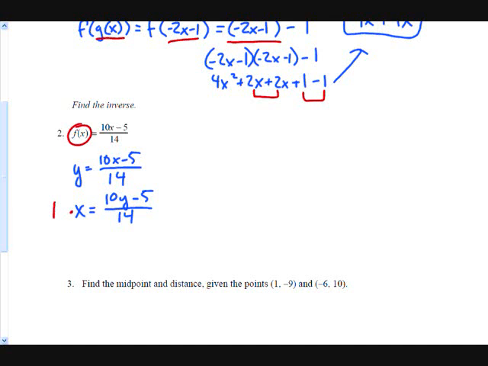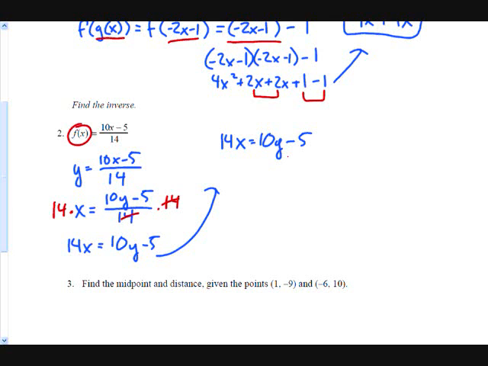So in order to solve for y, I'm going to multiply each side by 14. Here the 14s cancel. So I've got 14x equals 10y minus 5. And now I've got to add the 5 to each side. So I've got 14x plus 5 equals 10y. And now to finish solving for y, I'm going to divide each side by the 10. And we could leave it as one giant fraction like this, y equals 14x plus 5 over 10.